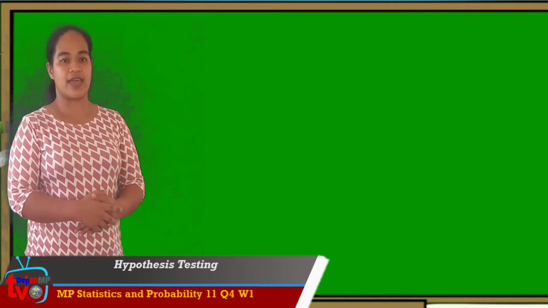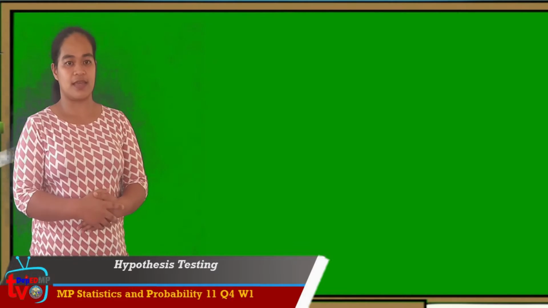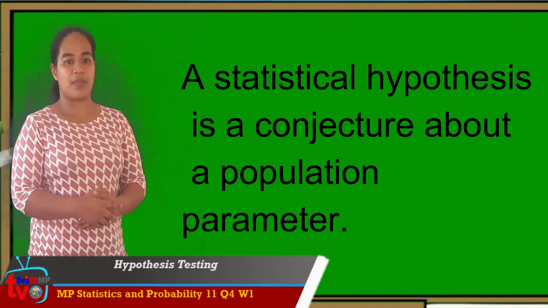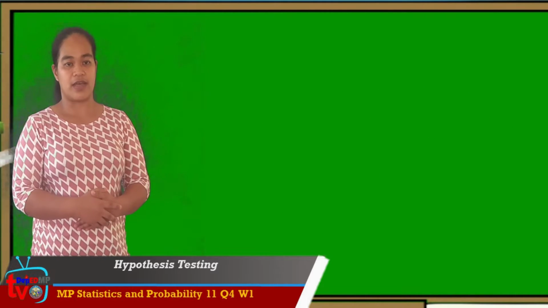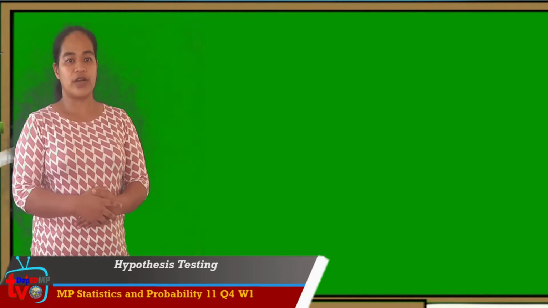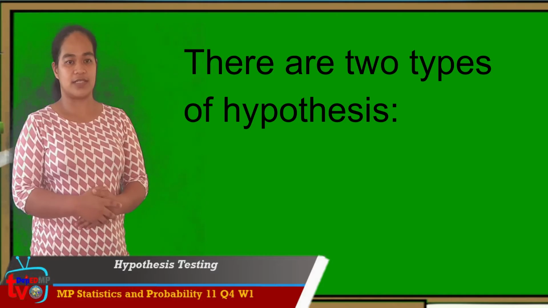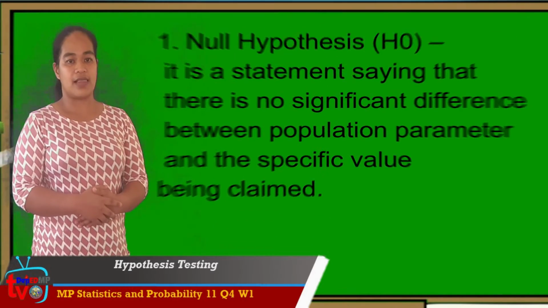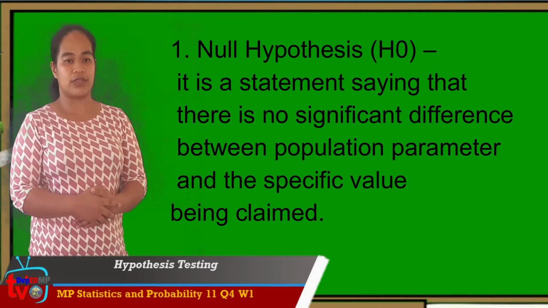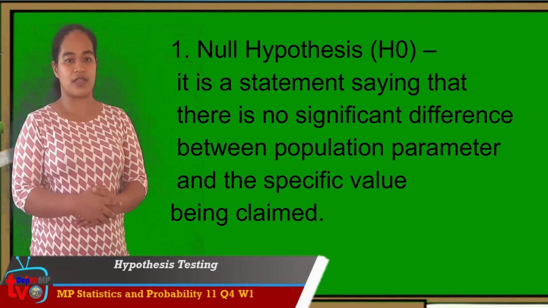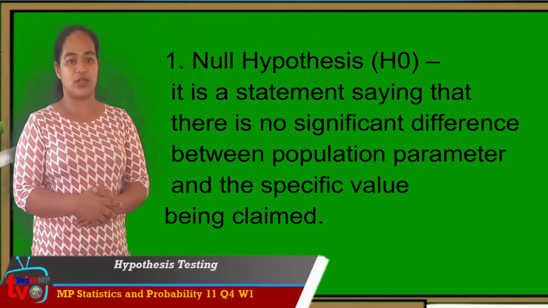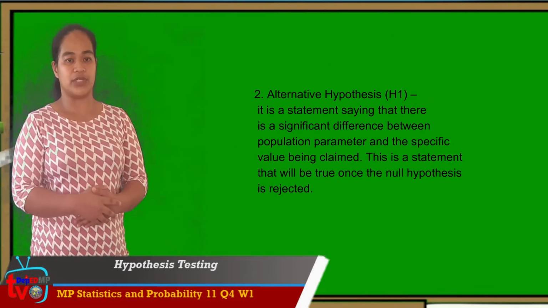Our topic for today is hypothesis testing. A statistical hypothesis is a conjecture about a population parameter. This conjecture may or may not be true. There are two types of hypothesis. Number 1, null hypothesis. It is a statement saying that there is no significant difference between population parameter and the specific value being claimed.